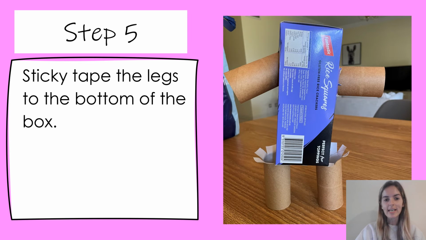Step 5, sticky tape the legs to the bottom of the box. Now you can see that I've got my body, I've got my arms, and I've got my 2 legs.